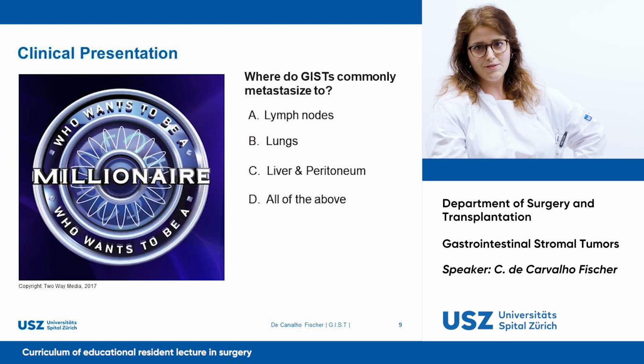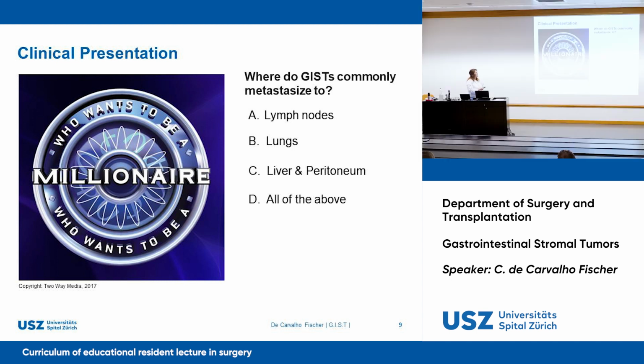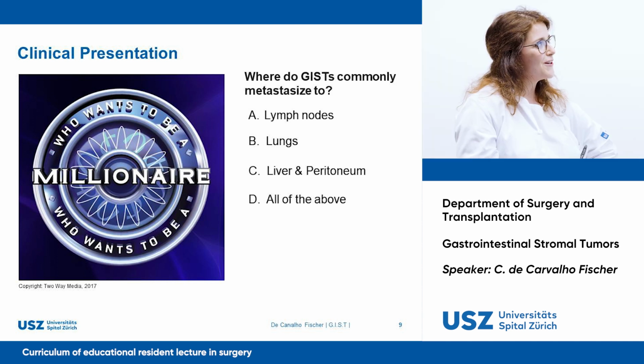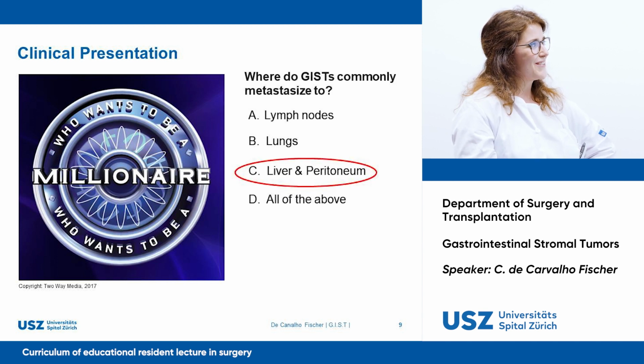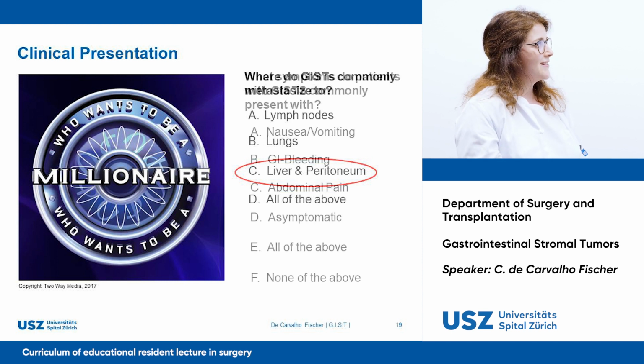Third question, 250 francs. Where do GISTs commonly metastasize to? B and C. Okay, this is going to be a hard one. Do we go back to 50 francs or do we move on? It's C, it's liver and peritoneum. GISTs rarely metastasize to lymph nodes and lungs.